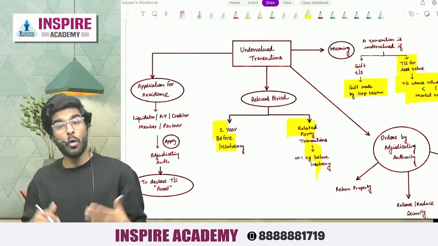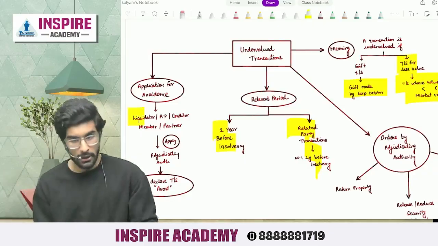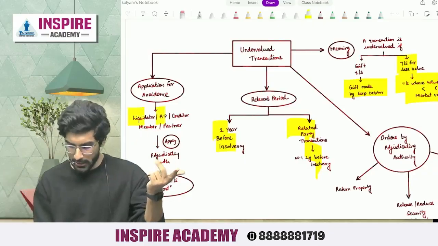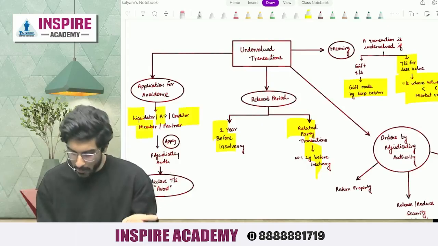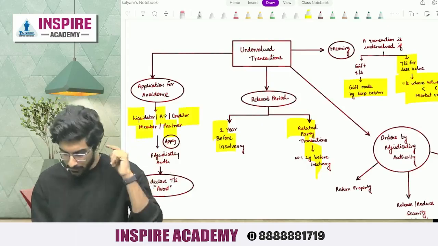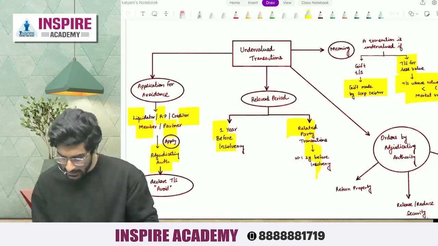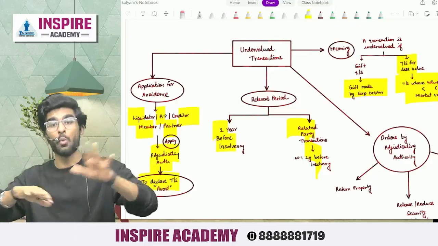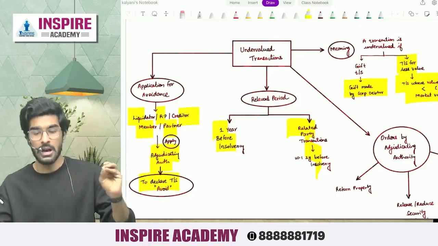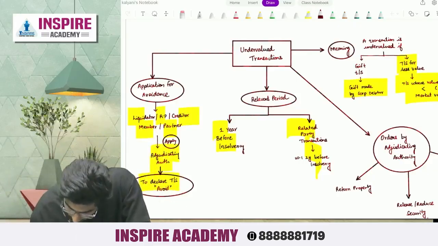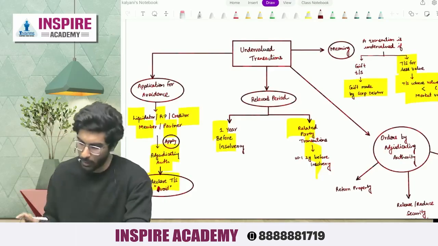We know this. Now, who can give an application? Liquidator can give, a resolution professional can give, creditor can give, member can give, partner can give. They can apply to NCLT to declare the transaction as void. To declare the transaction as void. People, I made a small spelling mistake over here. It is void, okay? Not avoid.